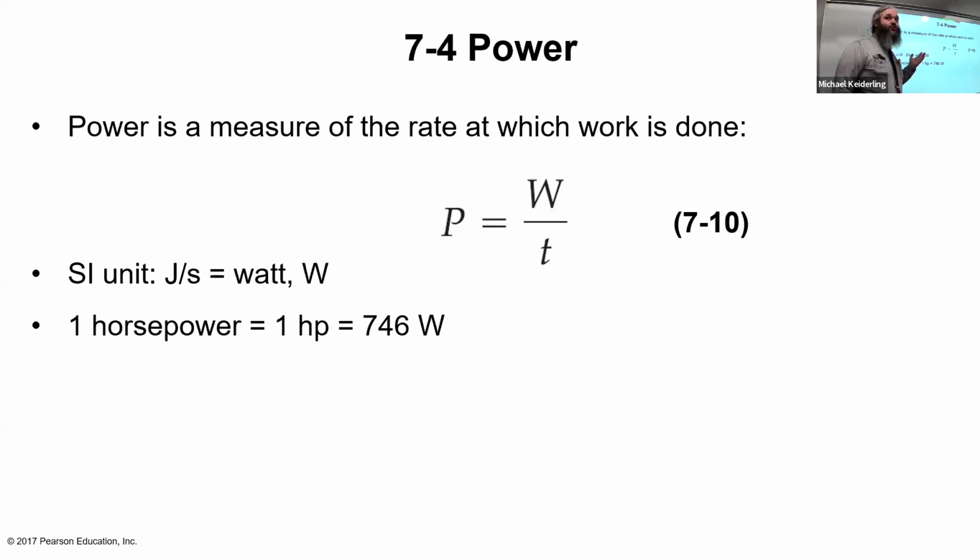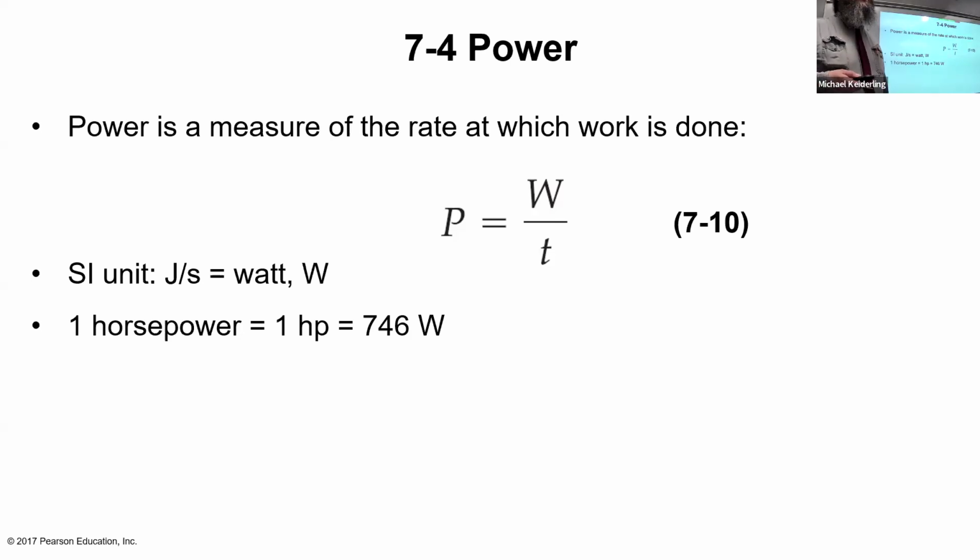The SI unit is the joule per second, which is the watt, named after James Watt, who vastly improved the steam engine and sold it quite effectively, and also invented another common unit of power, the horsepower. So the SI unit of power is the watt. A commonly used unit of power is the horsepower. 1 horsepower is 746 watts.